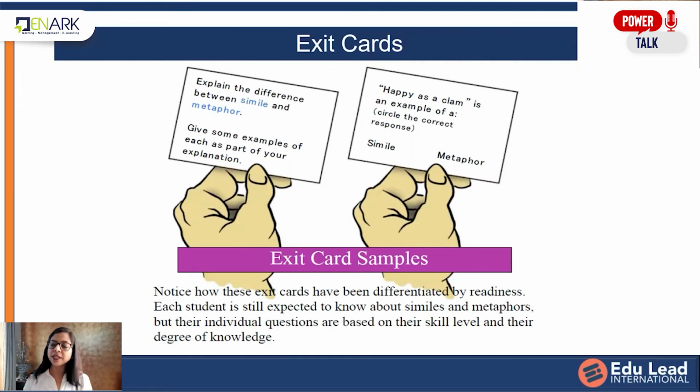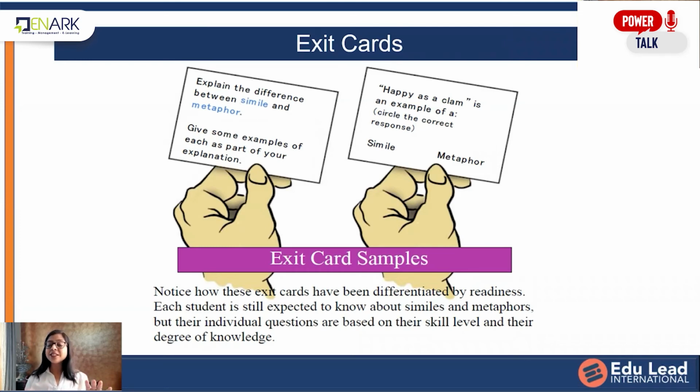Based on whatever responses the children have given, you will be able to understand the level of students' understanding. So an example of this is: explain the difference between simile and metaphor, and give some examples of each as a part of your explanation. Another exit card has: "happy as a clam" is an example of... Circle the correct response, whether this is a simile or a metaphor. You can see that both exit cards are testing the students' understanding of simile and metaphor, but this one is slightly easier and this one is slightly more difficult.